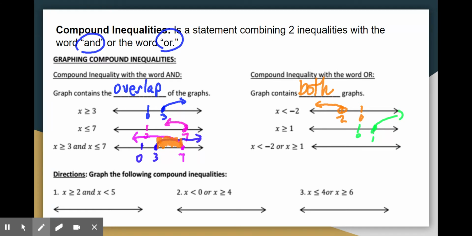So to graph x is less than -2 or x is greater than or equal to 1, we're literally going to put both graphs on the same number line. X is less than -2 would look like that to the left, and x is greater than or equal to 1 would look like that to the right. This is the graph of a compound inequality with the word or in it.